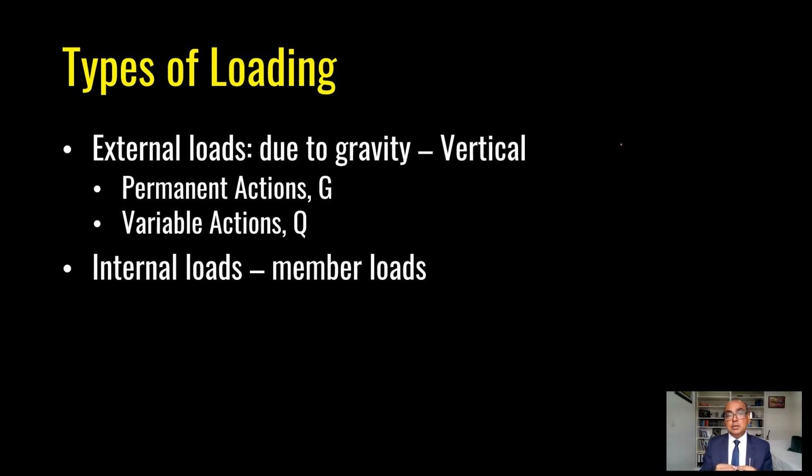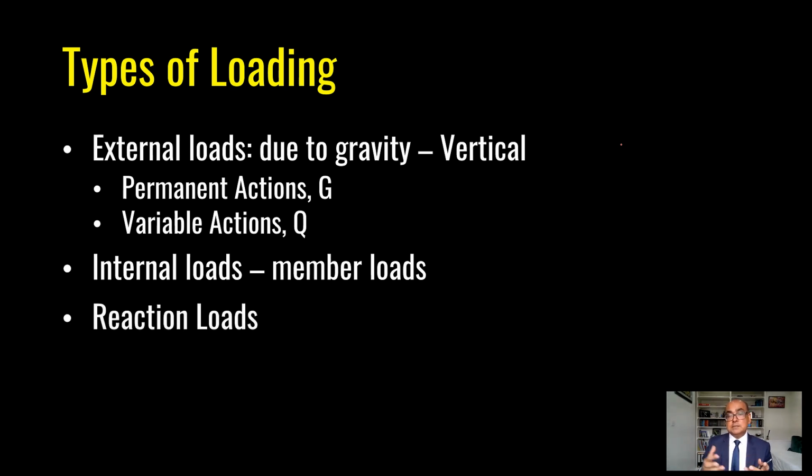Then we have internal loads or member loads. These are very important. When we are applying loads externally to the structure, the loads travel through the structure all the way to the foundations. And during this travel, they cause some internal loads. For example, bending moment is an internal load. Axial loads, tension, compression, these are internal loads. And then we have reaction loads.